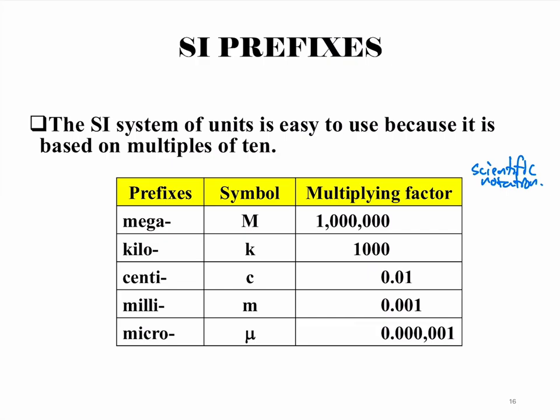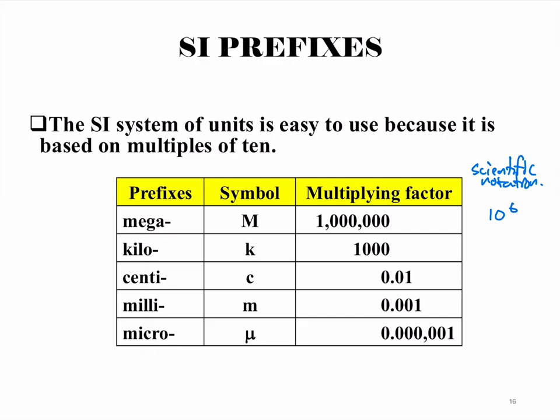So if we have mega as a prefix, usually that's a capital M as a symbol. This is like 10 to the 6 of whatever it is that we're looking at. So you can have a megameter, which is 10 to the 6 meters, or you can have a megagram, which is 10 to the 6 grams, or a megasecond, which is 10 to the 6 seconds. So these prefixes are just added in front of our SI units.